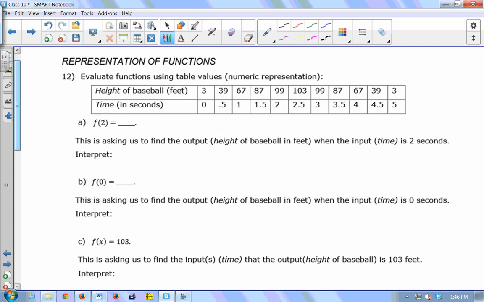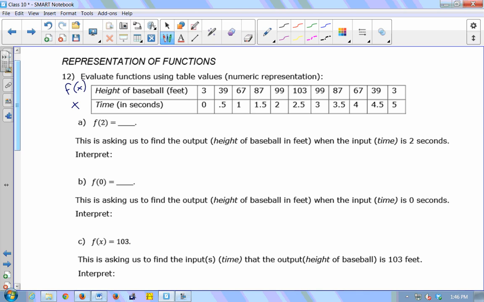So here's my table again. I'm going to evaluate the function f of x. These are my f of x's, and these are my x's. Instead of calling that y, I'm going to call it f of x. And I want to evaluate f of 2.